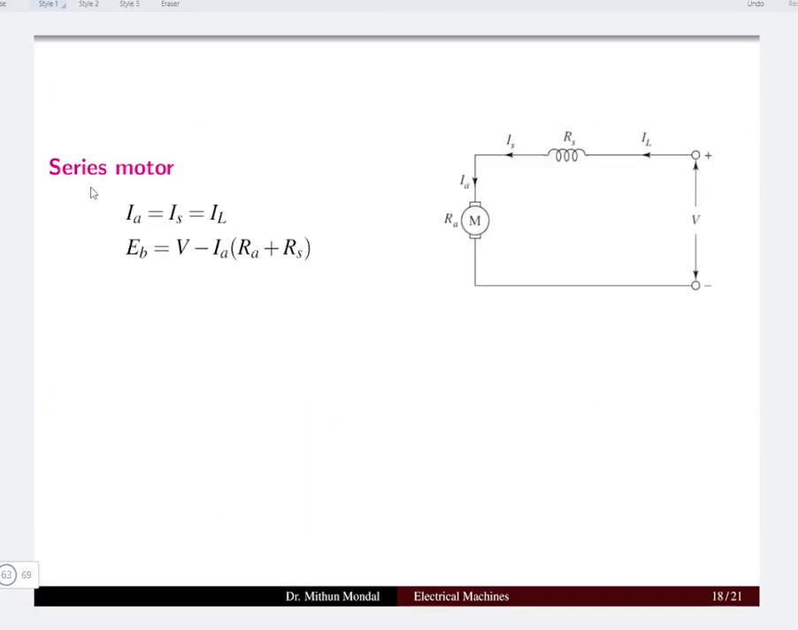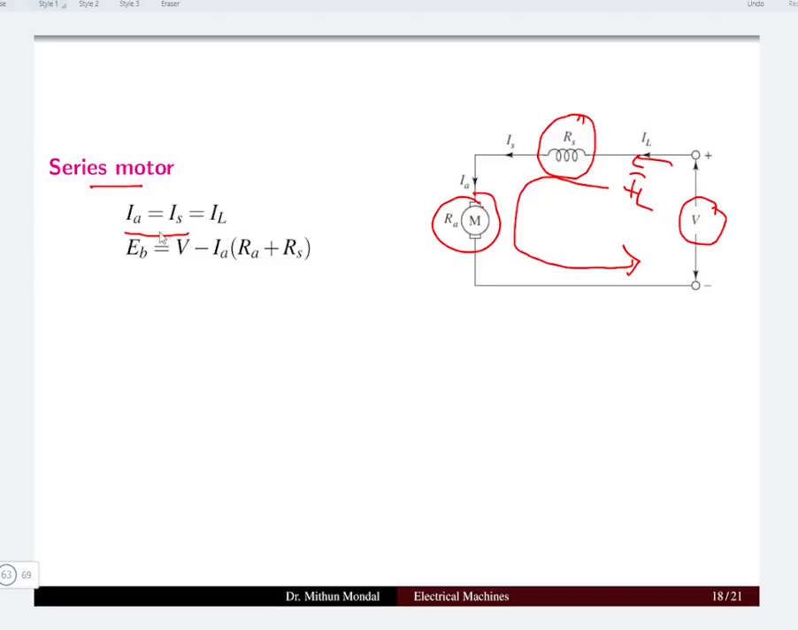Let us take the series motor. In the series motor, the field winding again will be in series with the armature. The supply voltage V will be giving the current IL, which will be the same current flowing here. So the current remains the same whether it is in the armature, series field winding, or the supply current.